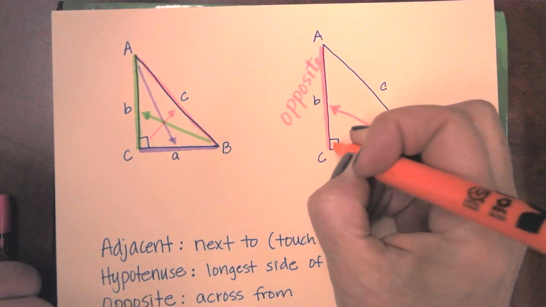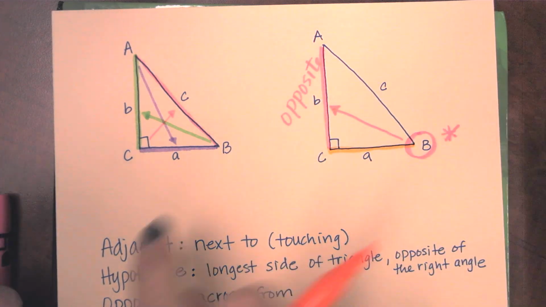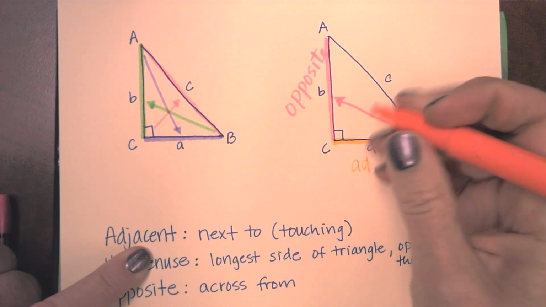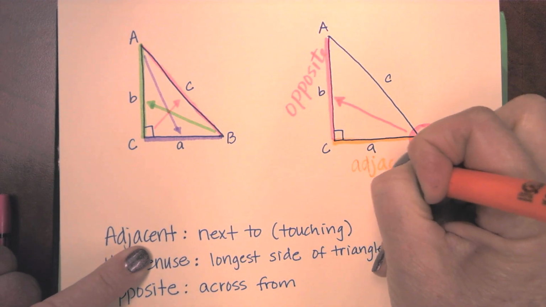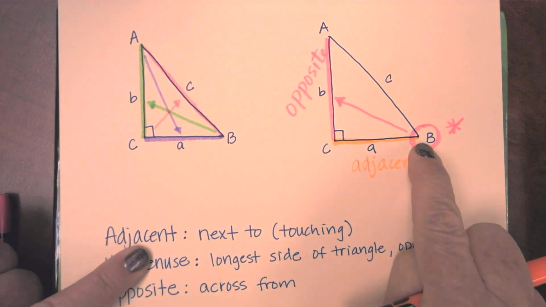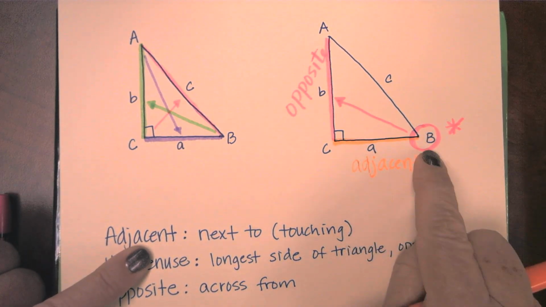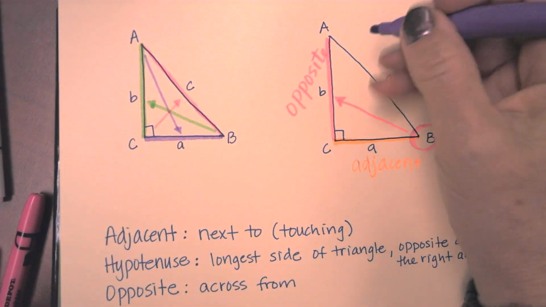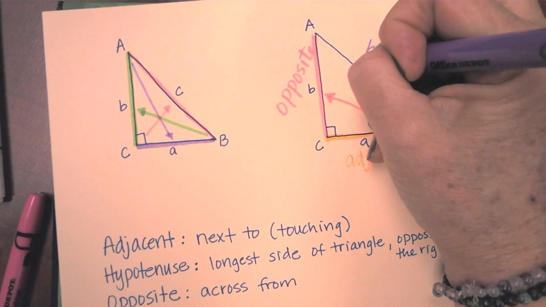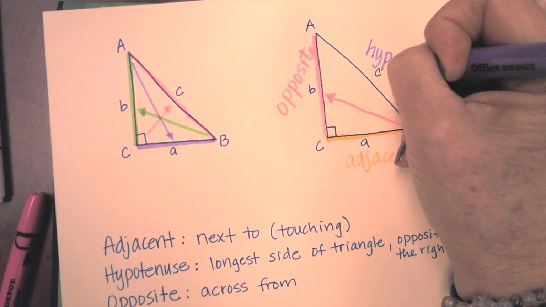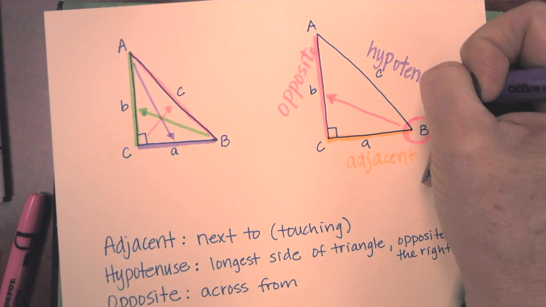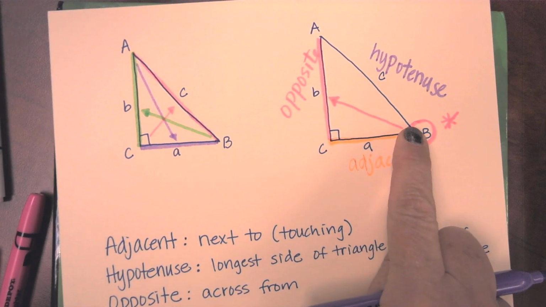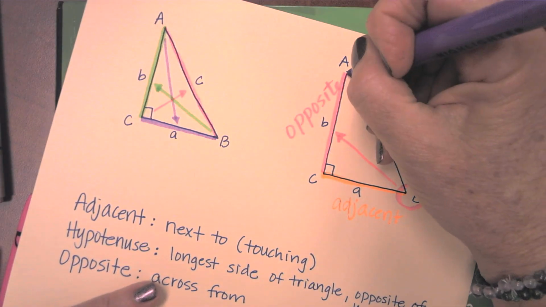What that means is, then, A is going to be my adjacent, because it is touching. It is next to angle B, and it is touching angle B. And then finally, C is our hypotenuse. And it's our hypotenuse because it is across from the right angle, and it's the longest side of our triangle.